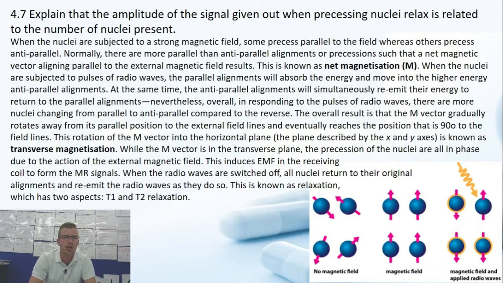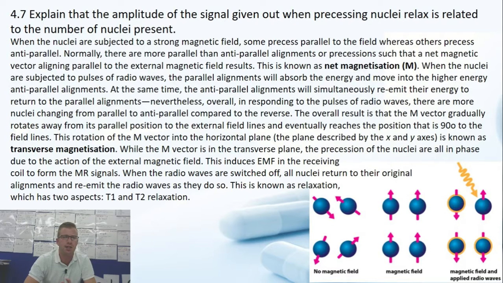So when the nuclei are subjected to pulses of radio waves, the parallel alignments will absorb the energy and move into a high energy anti-parallel alignment. At the same time, the anti-parallel alignments will simultaneously readmit their energy to return to parallel alignments. In responding to pulses of radio waves, there are more nuclei changing from parallel to anti-parallel compared to the reverse, and we've learned that in our previous videos. So there's more parallel going to anti-parallel than vice versa.